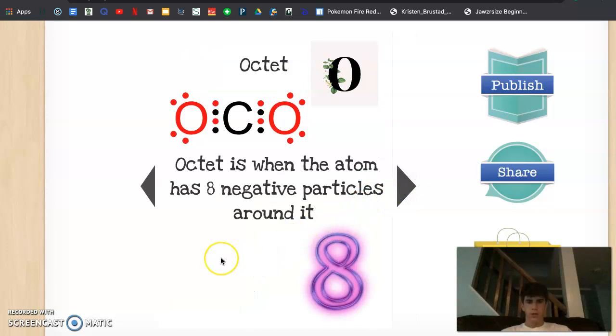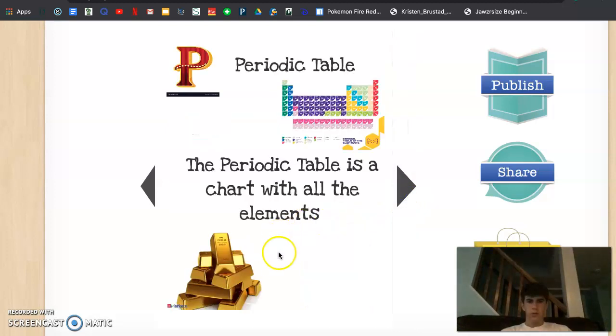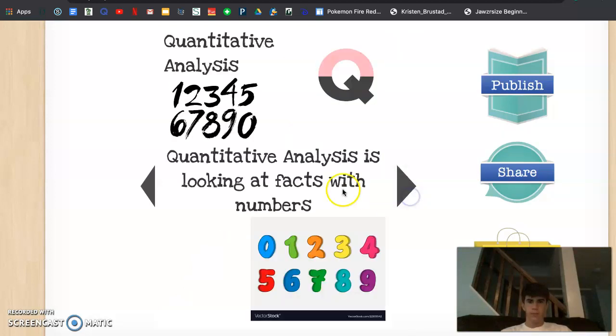O is for octet. Octet is when the atom has 8 negative particles around it. P is for periodic table. The periodic table is a chart with all the elements.